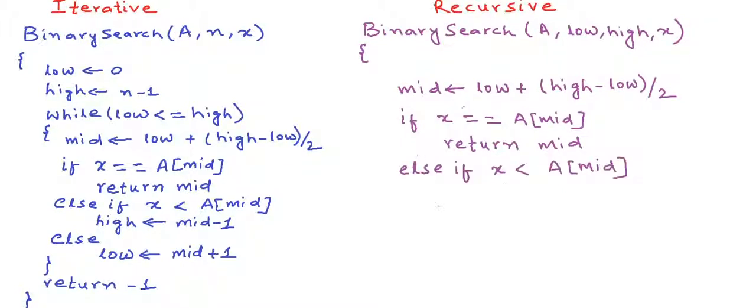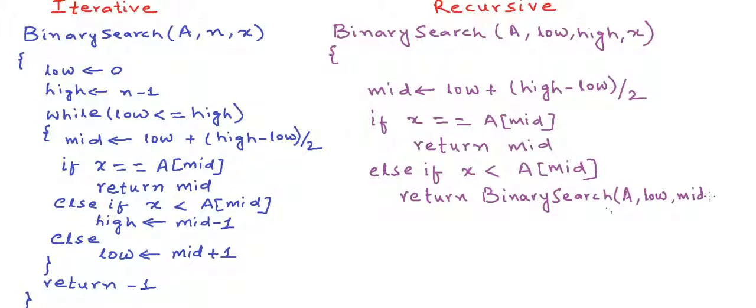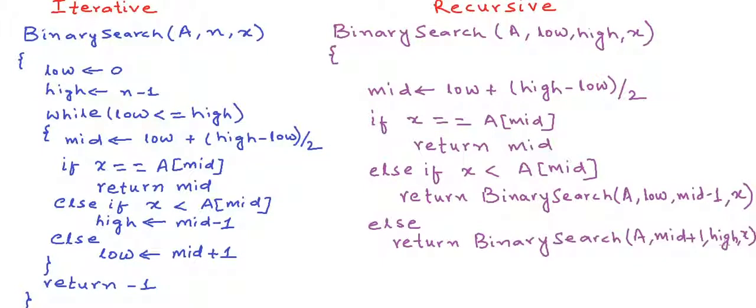If we find x, that's good, we return the index at which we have found it. If x is less than a mid, we call binary search recursively on the range low to mid minus 1. So x is now to be searched between index low and mid minus 1. Else if x is greater than a mid, which will be the third condition anyway, we will return binary search from mid plus 1 to high. So we make a recursive call to search x from index mid plus 1 till high.